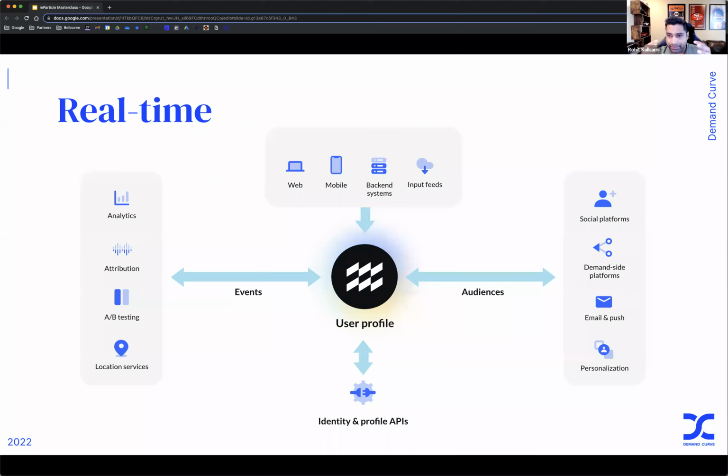Once it gets into something like a CDP in this case, we're going to resolve that profile. So we ensure that regardless of if the backend system had your internal customer ID, but then the mobile and web had a combination of that plus the device ID, and the input feed only had an email, we should be able to get back to the right user in a deterministic fashion. And that's going to be important moving forward too, as we dig deeper into this.